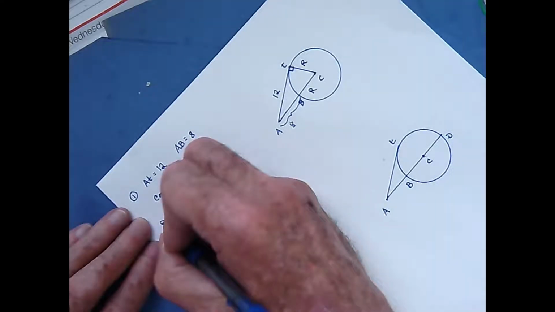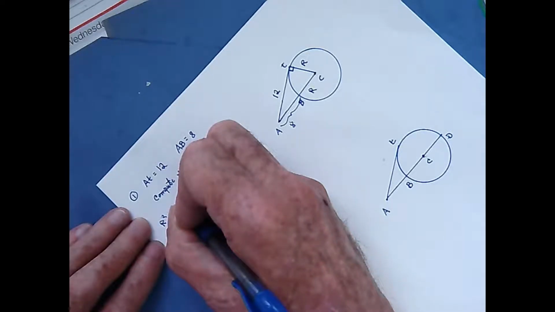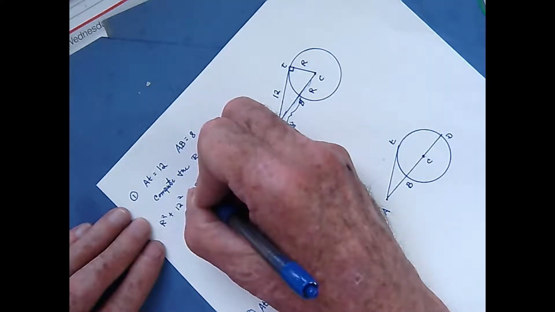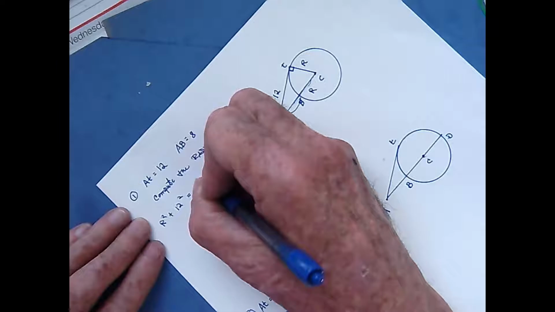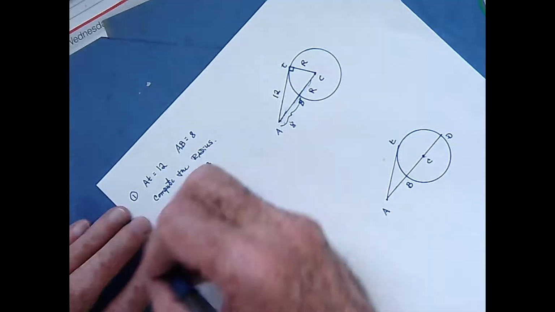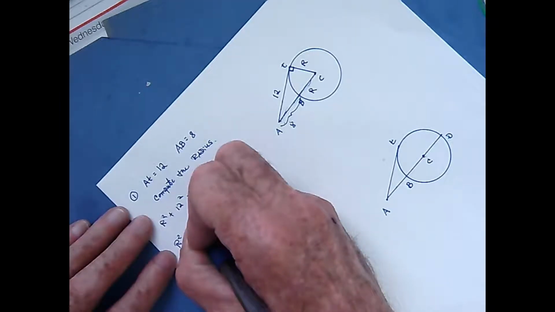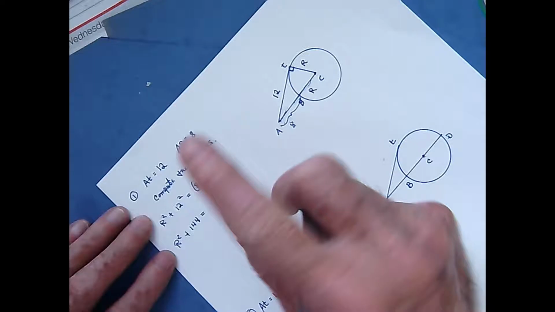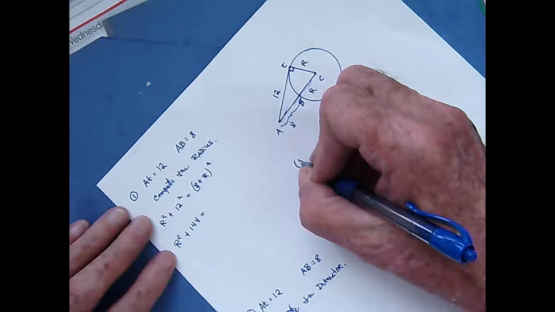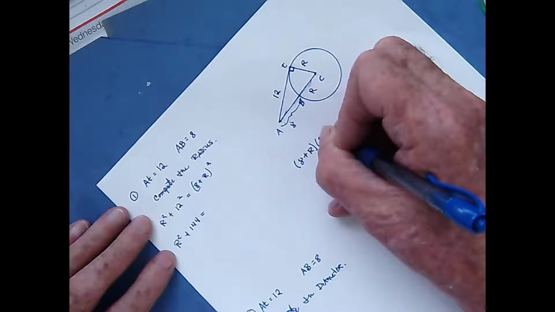R squared plus 12 squared ought to equal that hypotenuse. Now, how long is that hypotenuse anyway, huh? 8 plus R, quantity squared. We're going to need to square that carefully, aren't we? R squared plus 144 is equal to 64 plus 16R plus R squared. Well, let's multiply 8 plus R times 8 plus R, because that's how you get 8 plus R squared.